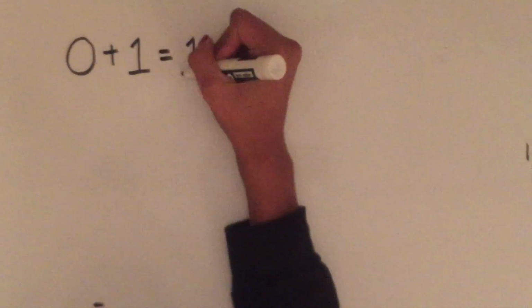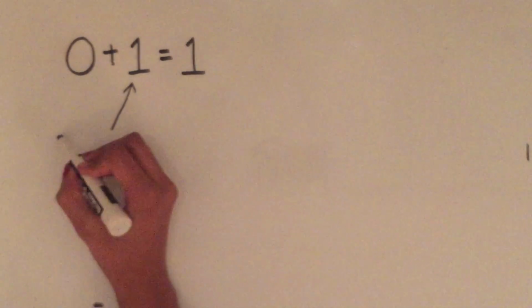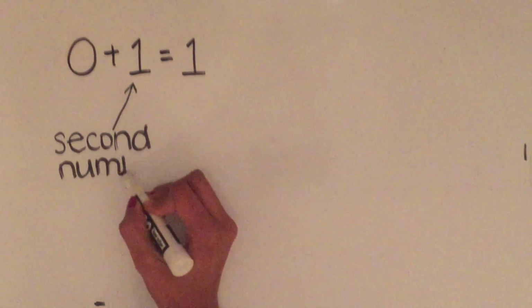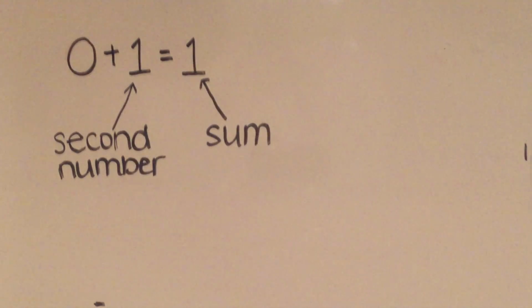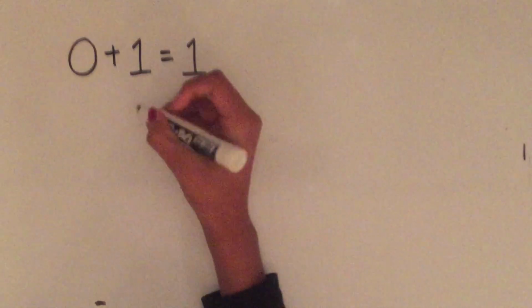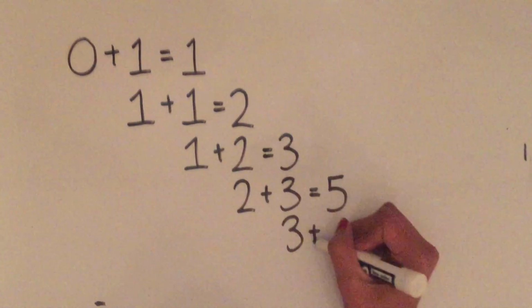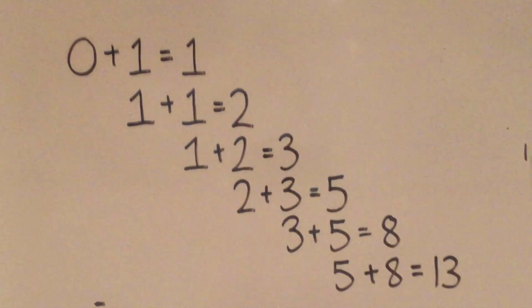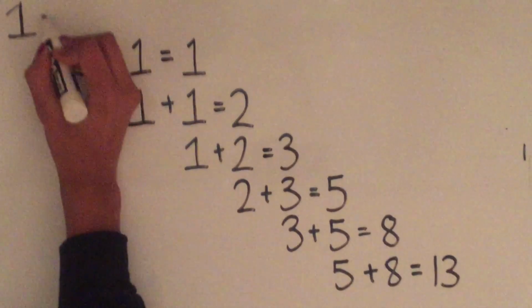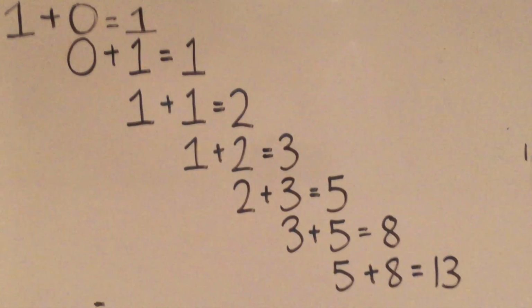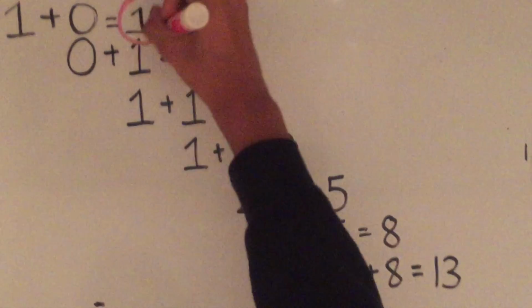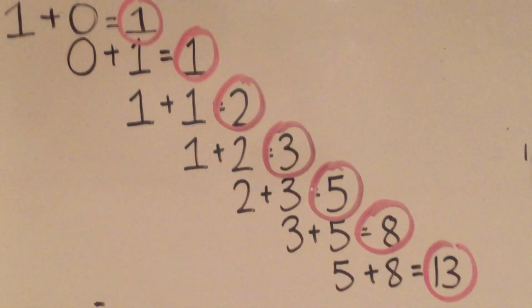This is how it works. Let's start with the numbers 0 and 1. So you take the second number, which is 1 in this case, and the sum, which is 1 again, and you add those two, so it'll be 1 plus 1 equals 2. Then you keep on going. You could also start with 1 plus 0 equals 1 instead. Each sum creates the Fibonacci sequence.